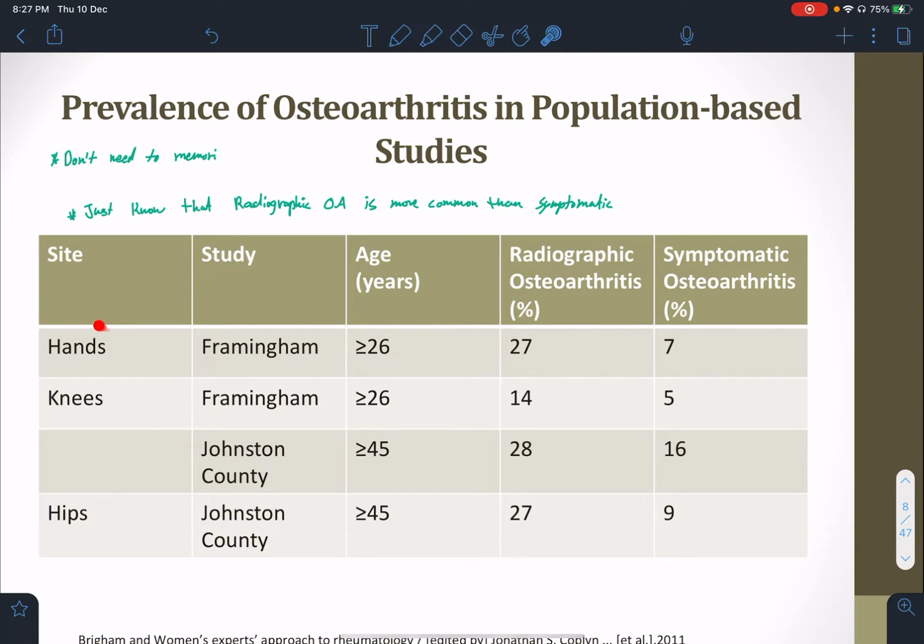about the sites of hand, knees and hips because they're the most common. So you can notice that radiographic osteoarthritis is more common but symptomatic is less. And you notice that it's been increasing with age.